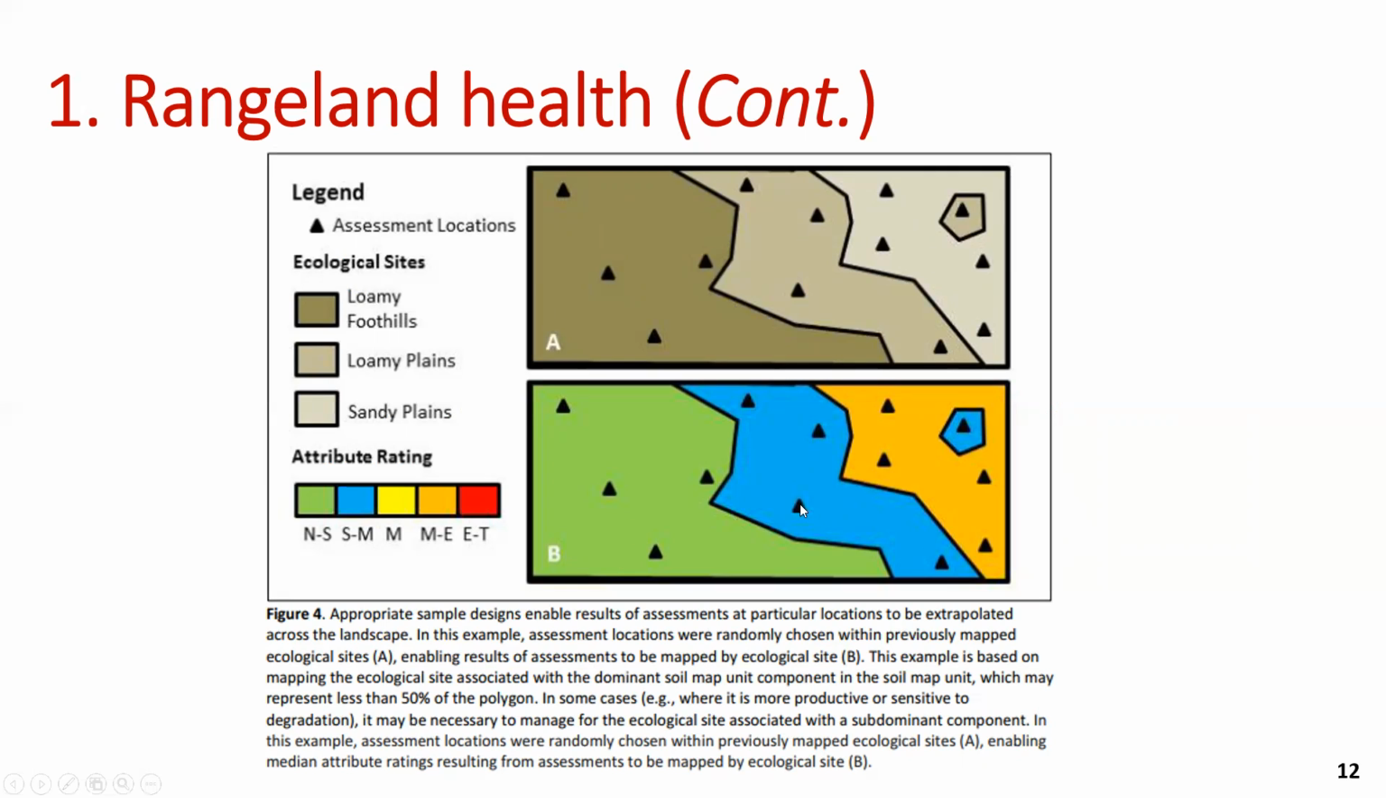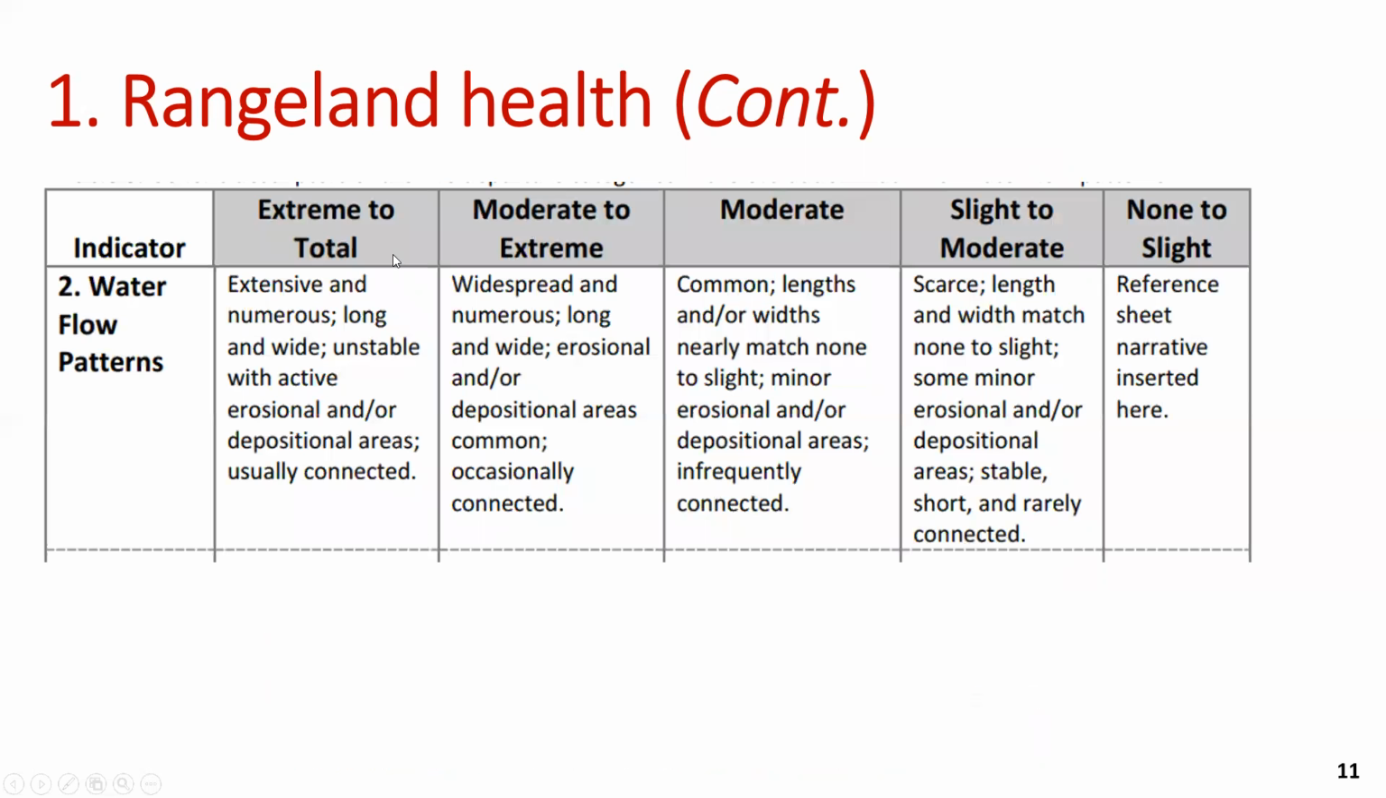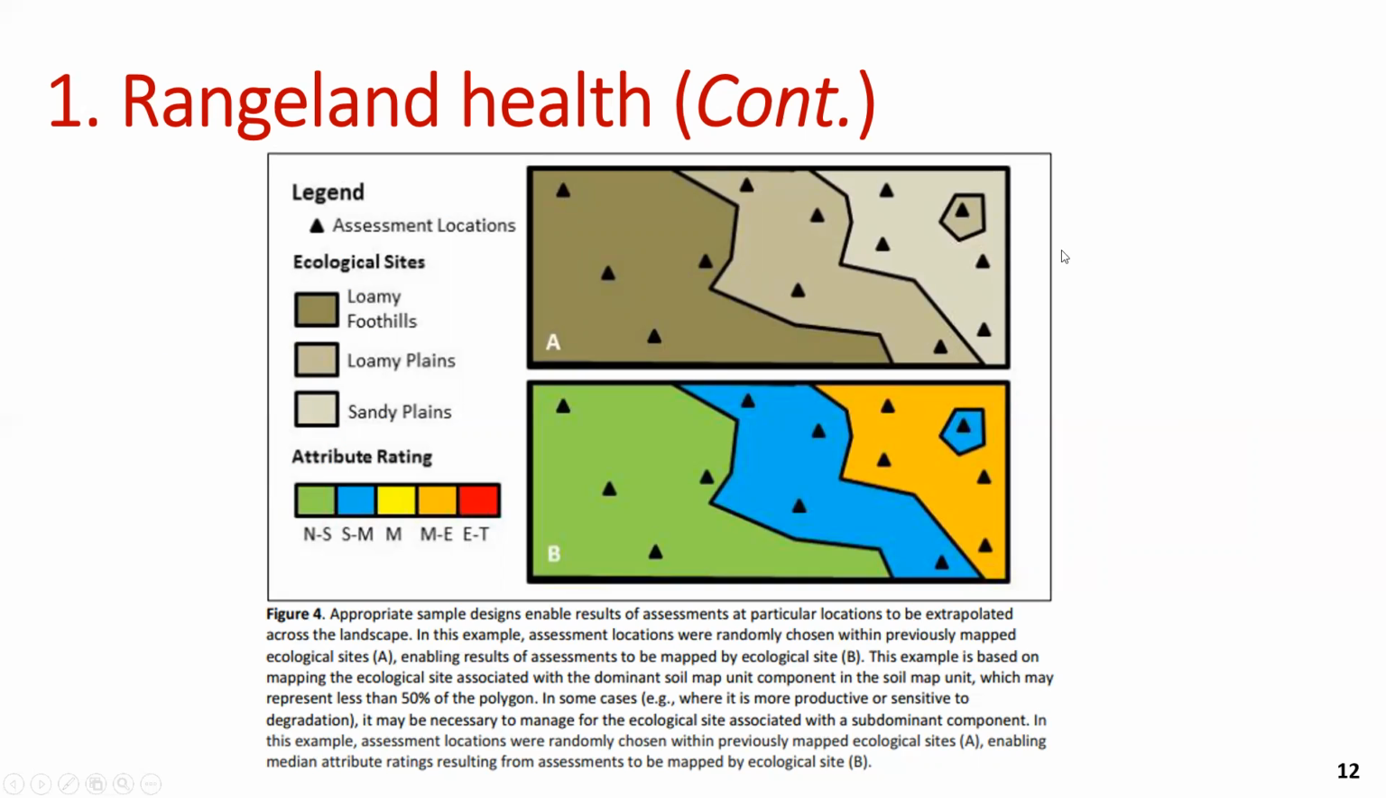Then if you look at the second map, it basically integrates two things. It integrates the soil map, it shows the landscape, and also it shows the rating, the situation. You remember this one? Extreme to total, moderate to extreme, moderate, slight to moderate. It shows here the colors and it shows the status of this land. So from the map, you can know, for example, the higher portion of this land is actually none to slight.